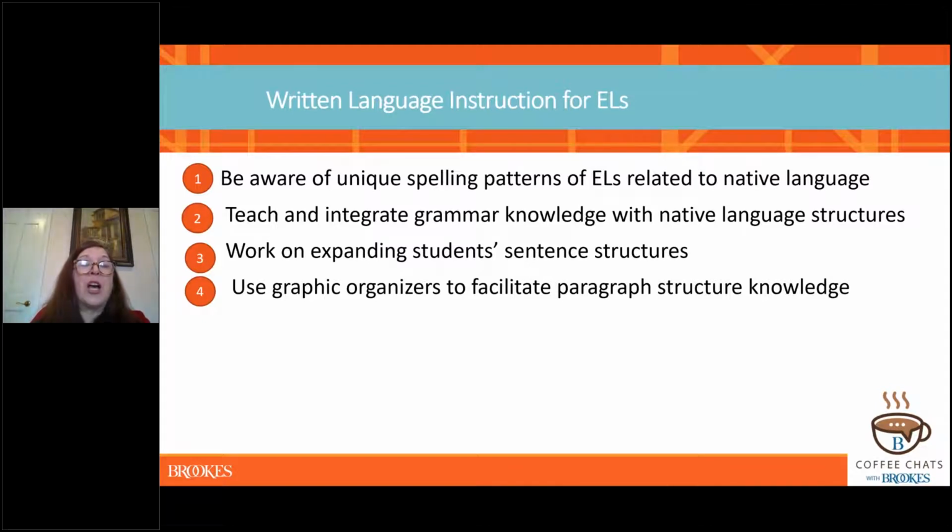And in chapter 9, I really have a bunch of charts to really help you understand why they make the types of spelling errors that they make and what you can do about it, right? How we can celebrate it and say, oh, well, good for you. You're using your knowledge, but now let's apply that knowledge to the English language.